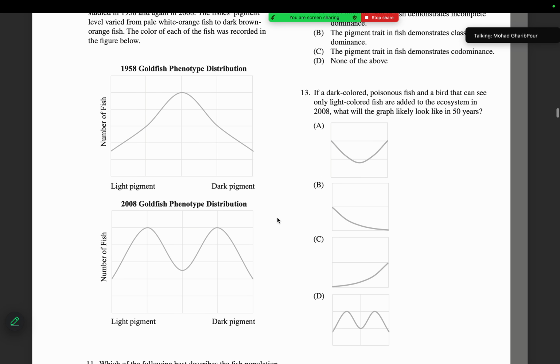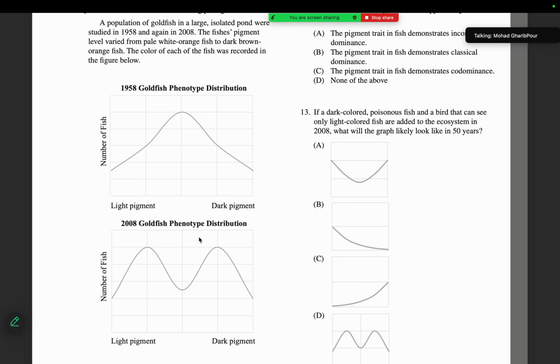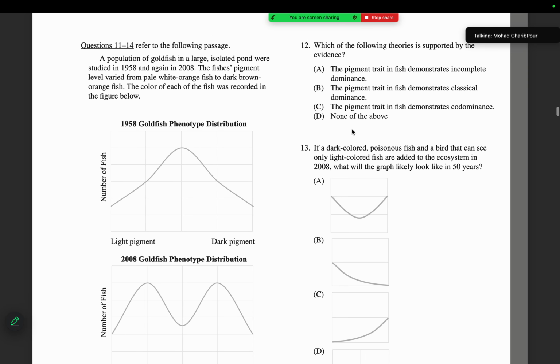So right away you should know that this pigment varied from pale white orange fish to dark brown. Okay, so everything in between was not really working out for them. So number 12A says the pigment trait in fish demonstrates incomplete dominance. Is this true or not?